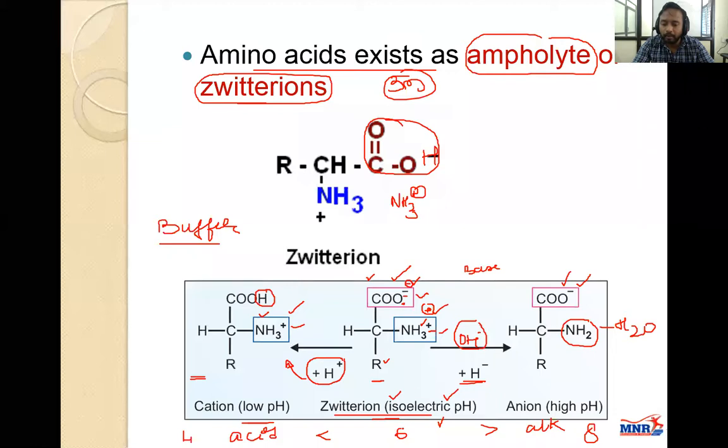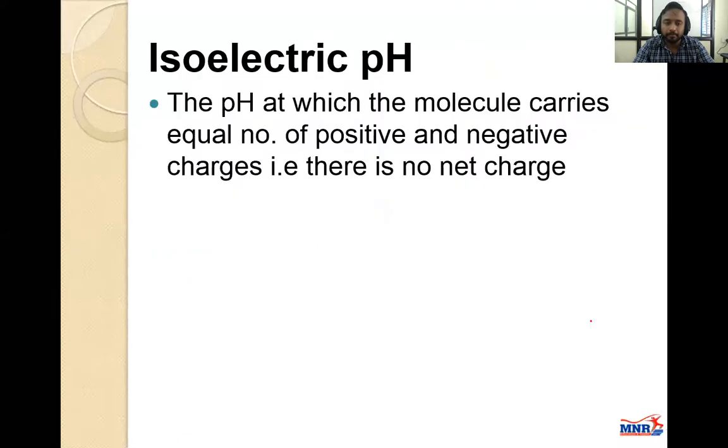So at a particular pH, it carries an equal number of positive and negative charges, that is called the zwitterion state, and the pH at which the amino acid exists in the zwitterion state is called the isoelectric pH. You reduce the pH, it becomes a cation. You increase the pH, it becomes an anion, either by accepting the hydrogen or accepting the hydroxyl ion. Okay, I hope this is clear.